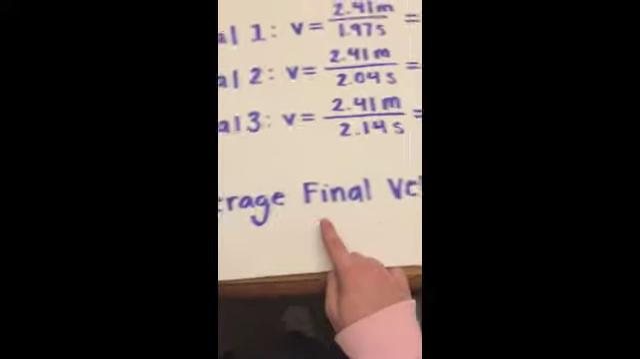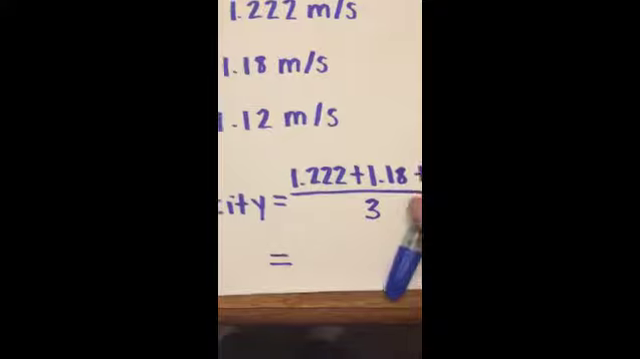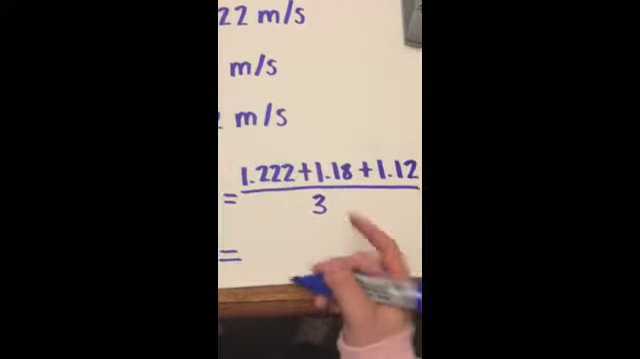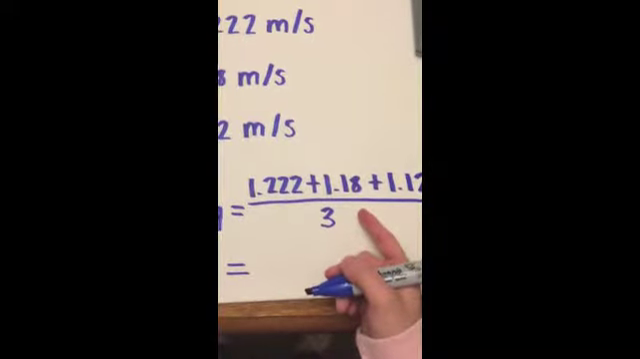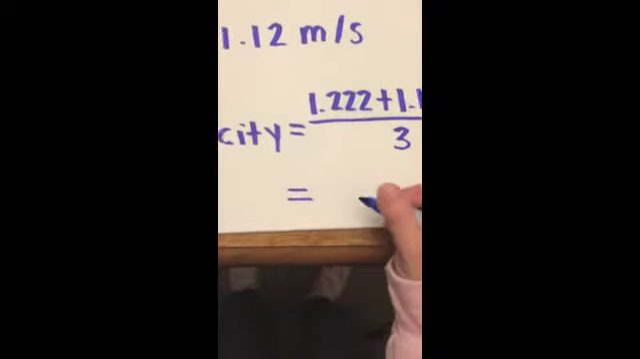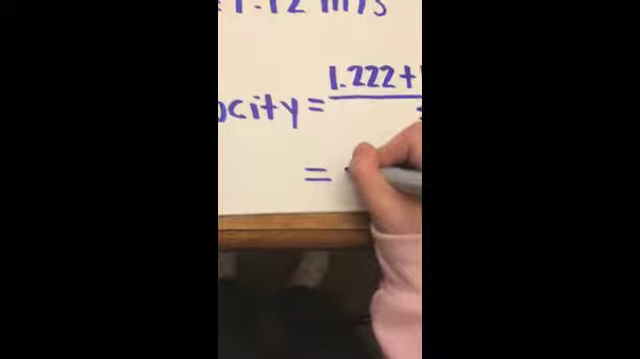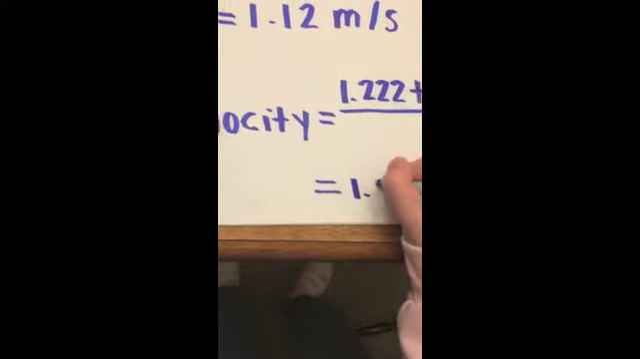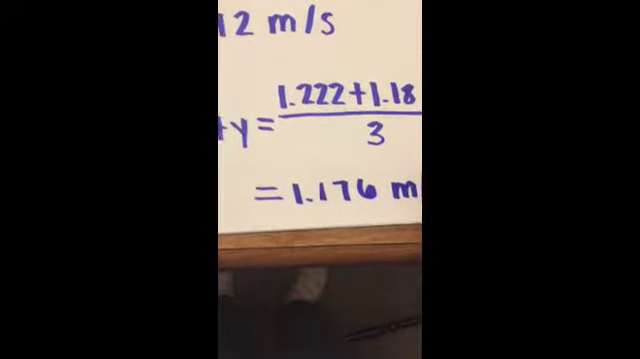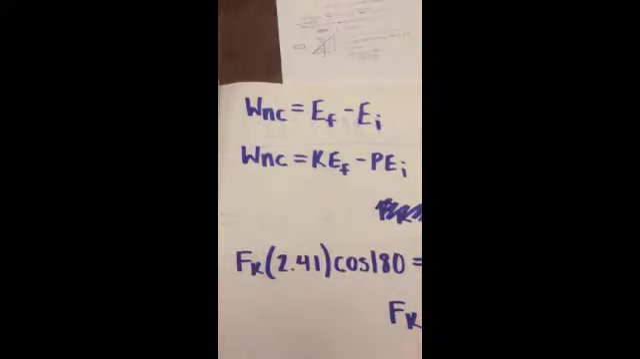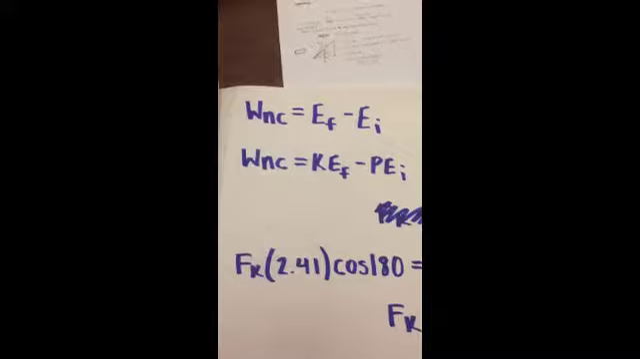Now, to find the average final velocity of the person sliding on the slide, we took all of the velocities, added them together, divided by 3. We got an average final velocity of 1.176 meters per second.